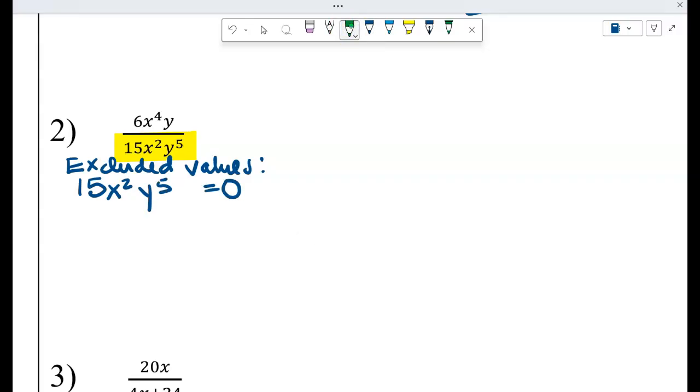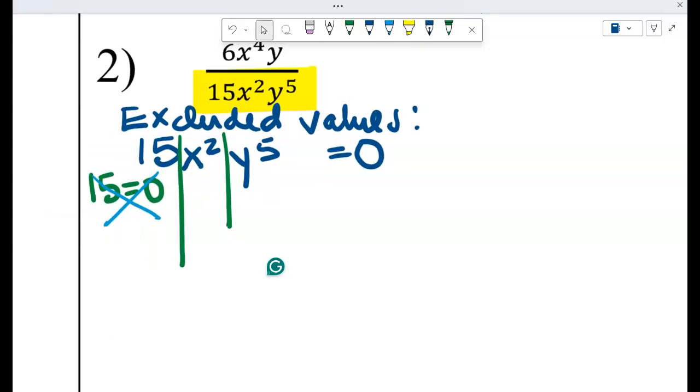Well, guys, these are different factors, right? So we are going to take each factor and we set it equal to 0. Does 15 ever turn into 0? That's not even something that we need to worry about because it's not a true statement. Well, next one is x squared. x squared equals 0.